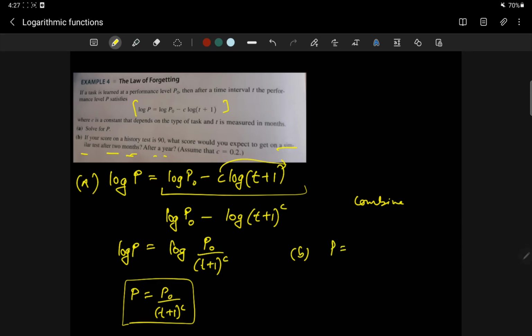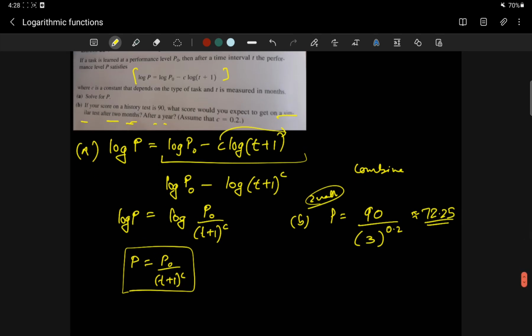So P would be 90 over, let's say, 2 months. In 2 months, this would be 3 to the power 0.2. So you can evaluate that value, and this comes out to 72.25. So this means that if you score 90 on this test, then in 2 months, your score has already dropped to 72.25. What about after 1 year?